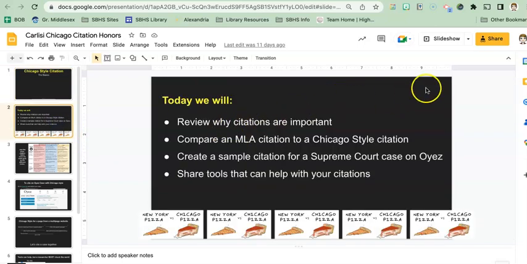We're going to do a few things today. We're going to review why citations are important. We're going to compare, like we just did, the Chicago style citation to the MLA citation that you're used to. And we're going to do it by creating a sample citation for a Supreme Court case on Oyez. We're going to share tools that will help you with your citations, whether your teacher wants you to do MLA or Chicago in their classroom. And remember, your teacher is the one who's deciding what would be the correct citation for you.